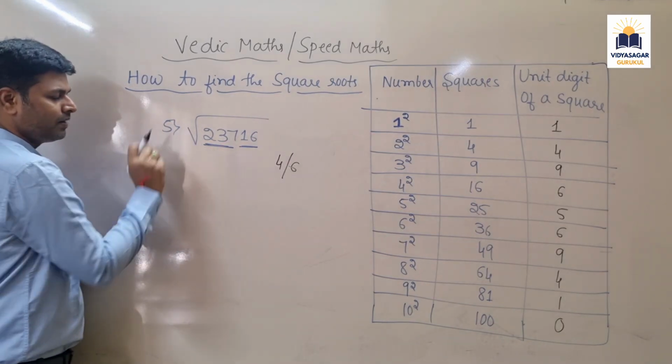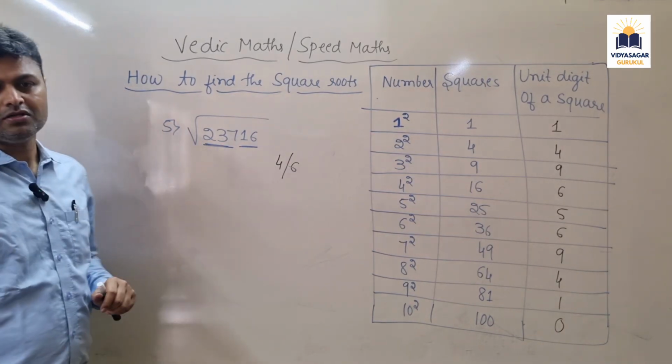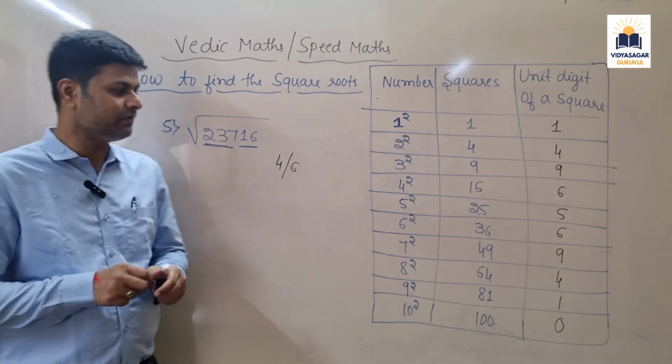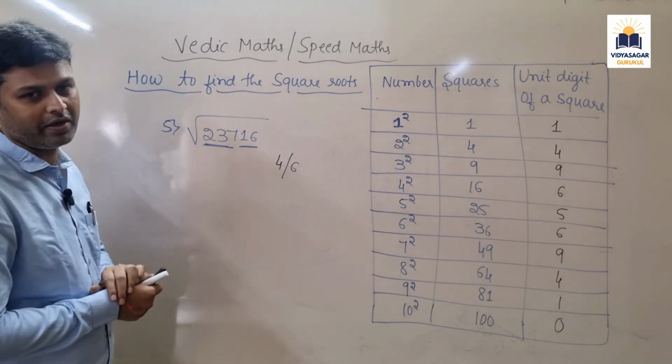Now the leftward part is 237. So 237 is lying between which squares?